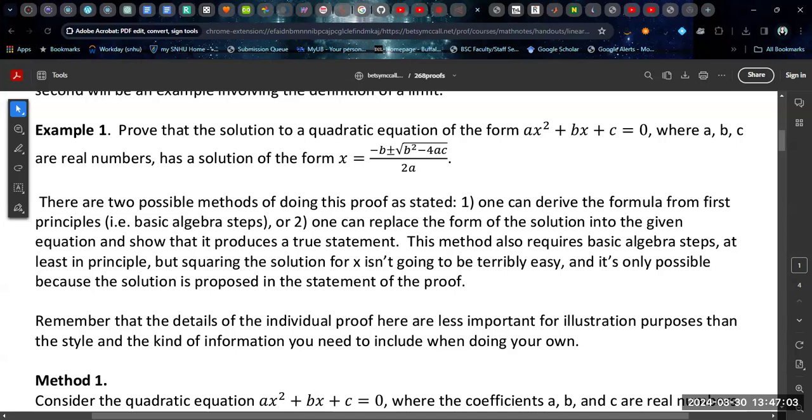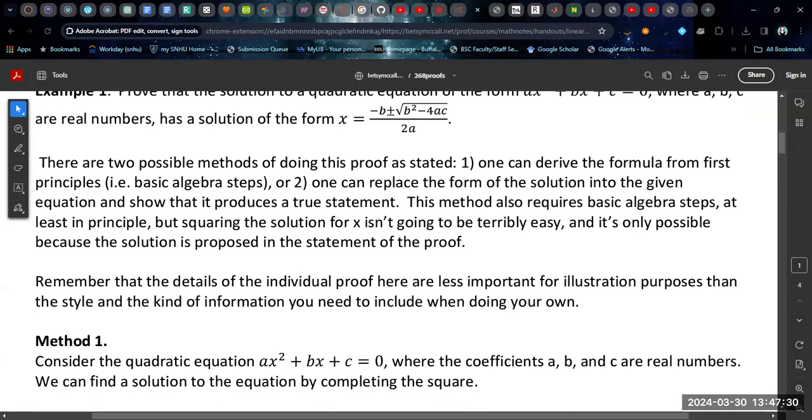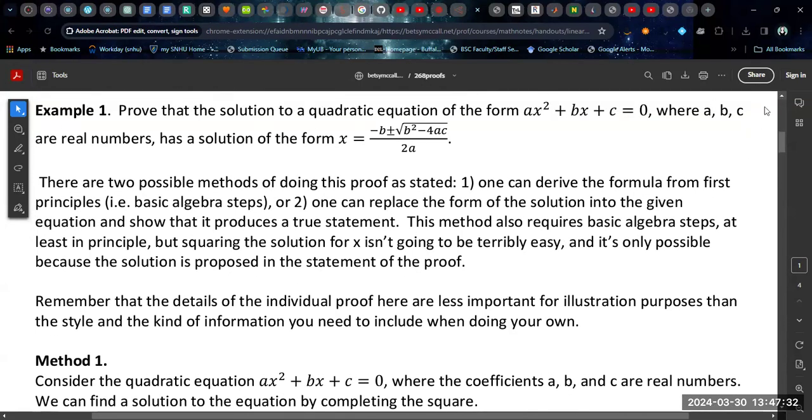So there are a couple of different strategies that we can use for this example. One way, we can derive the formula from first principles. So we can use various strategies in order to reconstruct this equation, or we can just go at it with a direct approach. We can replace the form of the solution into the equation and show that it produces a true statement. Now, the hard part about the substitution step is going to be squaring the expression, but we're going to go through both strategies here.